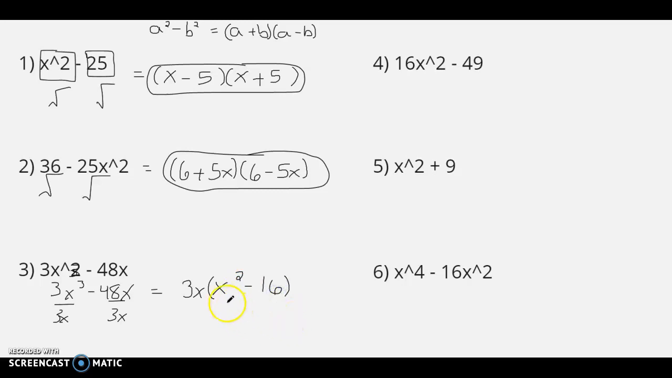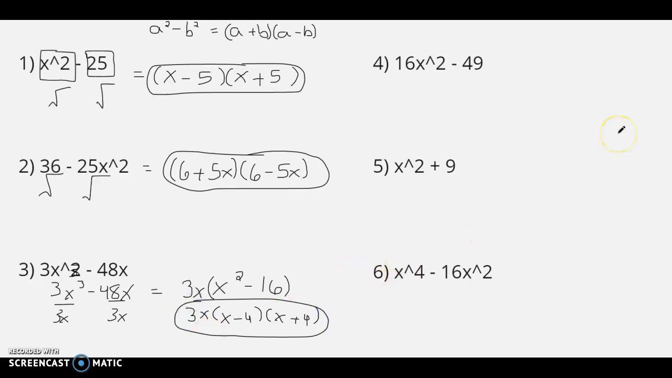Notice what we have left. We have x squared minus 16, the difference of squares. The x squared minus 16 can factor into x plus 4 and x minus 4. Pretty much like the previous two problems. So I'll do x minus 4 and then I'll do x plus 4. But because we factored out a 3x, that has to stay part of the problem. Just like that. There we go.